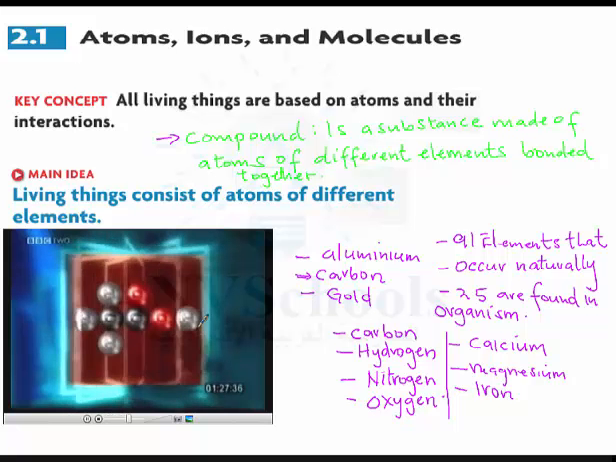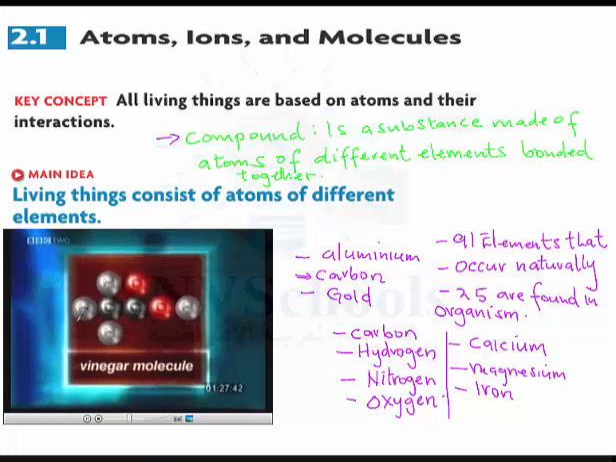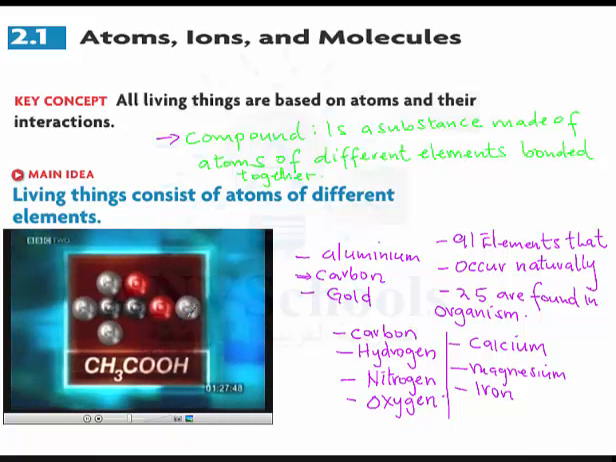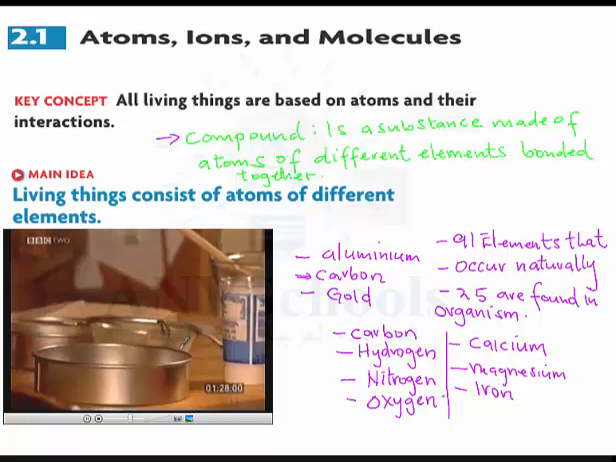Like, for example, let's take an example of vinegar. If you see here, you will discover that we have hydrogen, carbon, oxygen, hydrogen. So how many carbons? 2 carbons. How many hydrogens? 3 hydrogens and 2 oxygens coming together to form this compound we are calling vinegar.